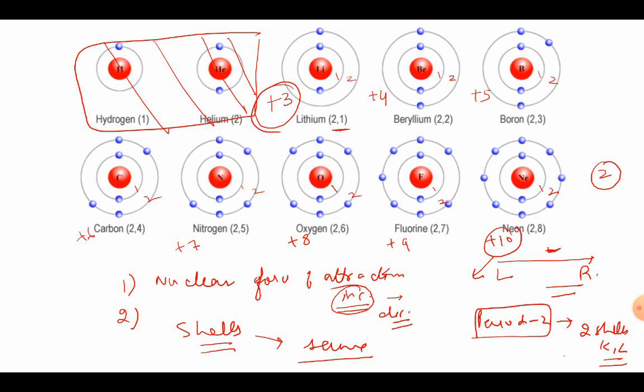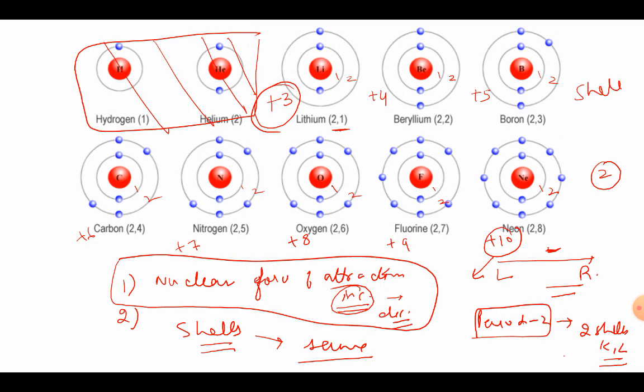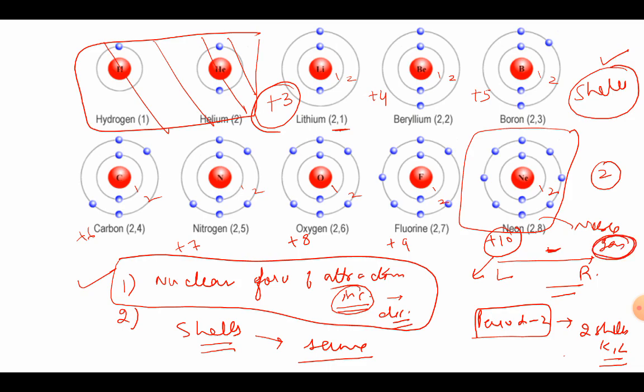Now, in a period, which turns out to be the stronger factor? It is the nuclear force of attraction. In case of a group, it was the shells which were the stronger factor, but in case of a period, it is the nuclear force of attraction. Now, which has the strongest nuclear force of attraction? It is neon. But remember that neon is a noble gas. It is gaseous, and gases have very poor forces of attraction.